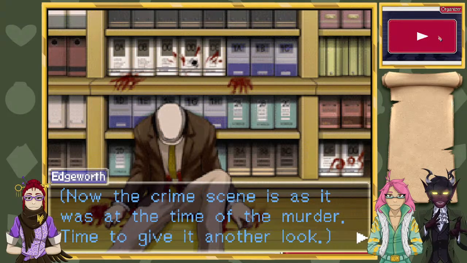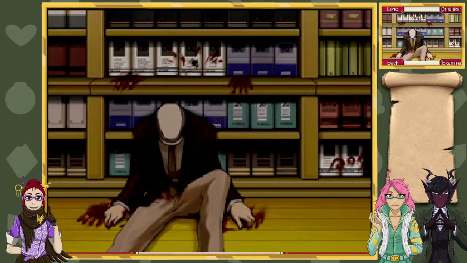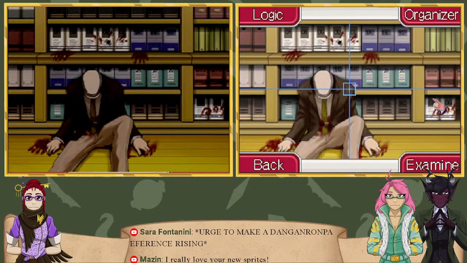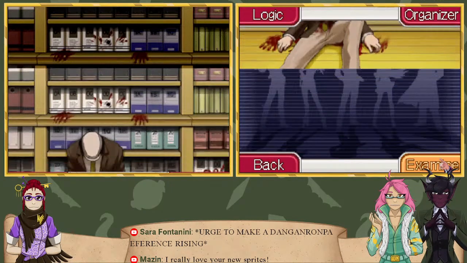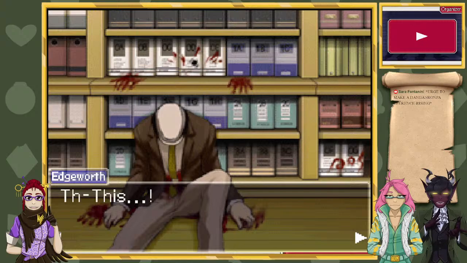Now the crime scene is as it was at the time of the murder. Time to give it another look. All right, let's do it. I wonder if we'll get to recreate more crime scenes as this continues.